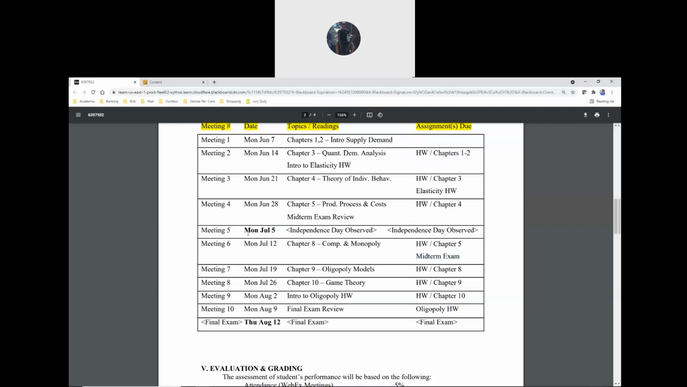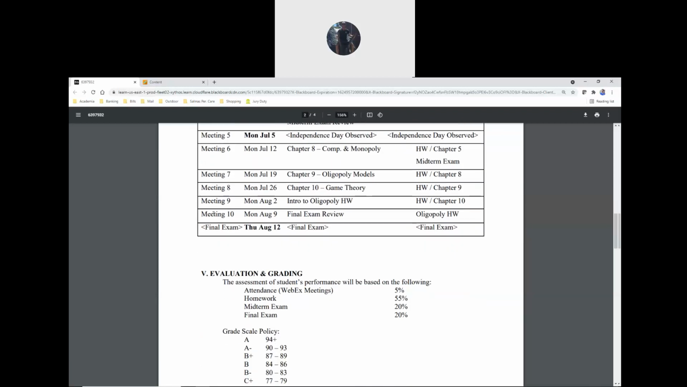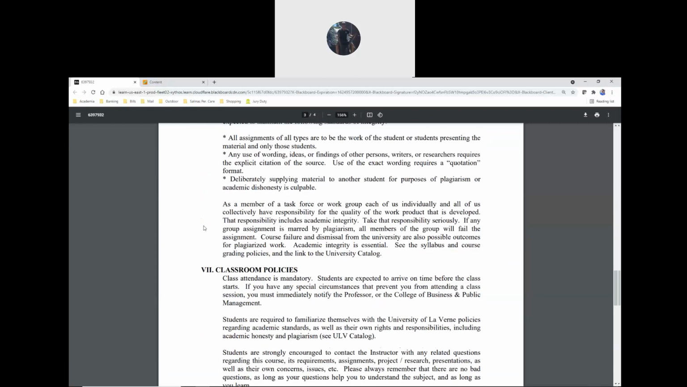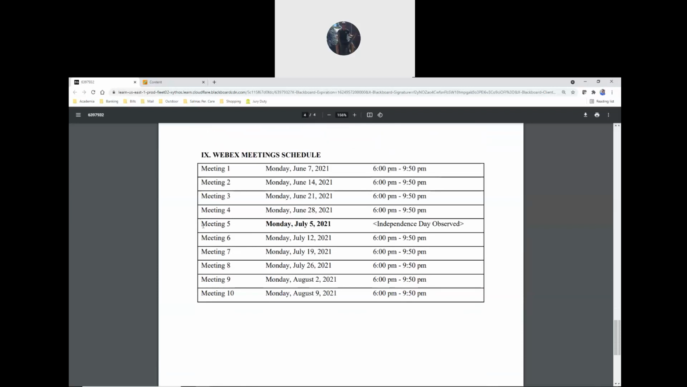And then just as the syllabus notes here, and then in the meeting schedule. Okay, we're not going to meet next Monday because it's an observed holiday, and the university is supposed to be closed. So no meeting, and our next meeting won't be for 2 weeks. And don't forget to come back Monday, July 12th.